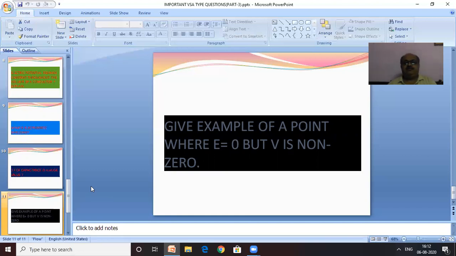Whereas the value of V will be 2kq by half the separation between the charges. So at the midpoint of the system of 2 equal charges having same nature, E is 0 but V is non-zero.